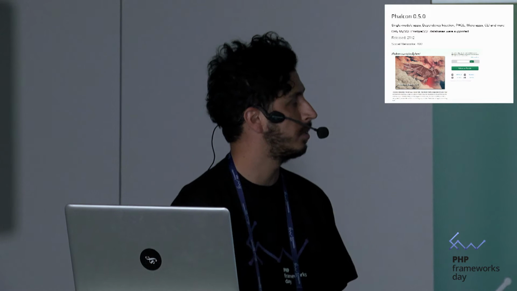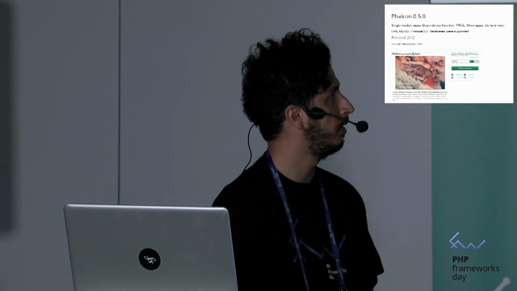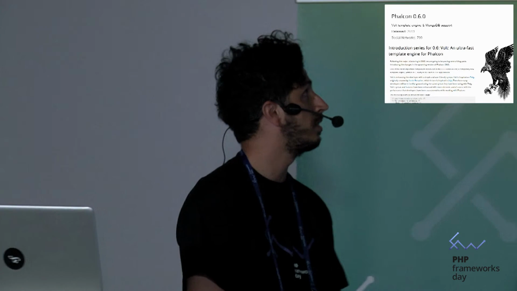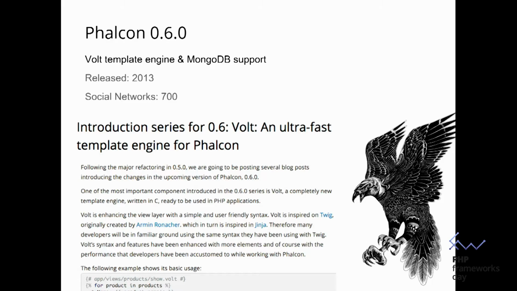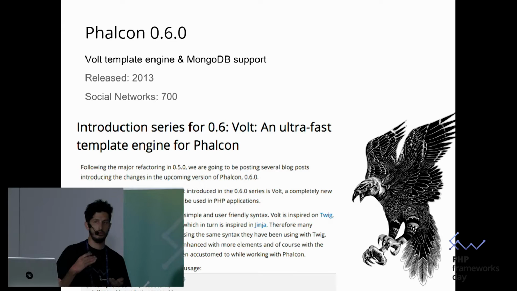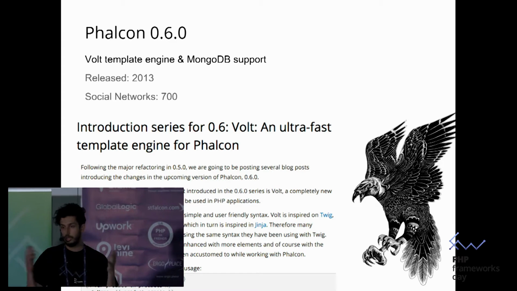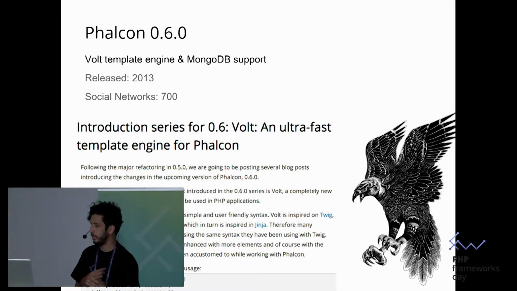So this was the first version that we were proud of. Then we released Phalcon 0.6, which introduced Volt, which is a template engine for PHP, but written in C. And we introduced the first ODM in C for PHP that was supporting MongoDB databases. So every new version introduced many useful features, and so we had big improvements every new version in Phalcon.